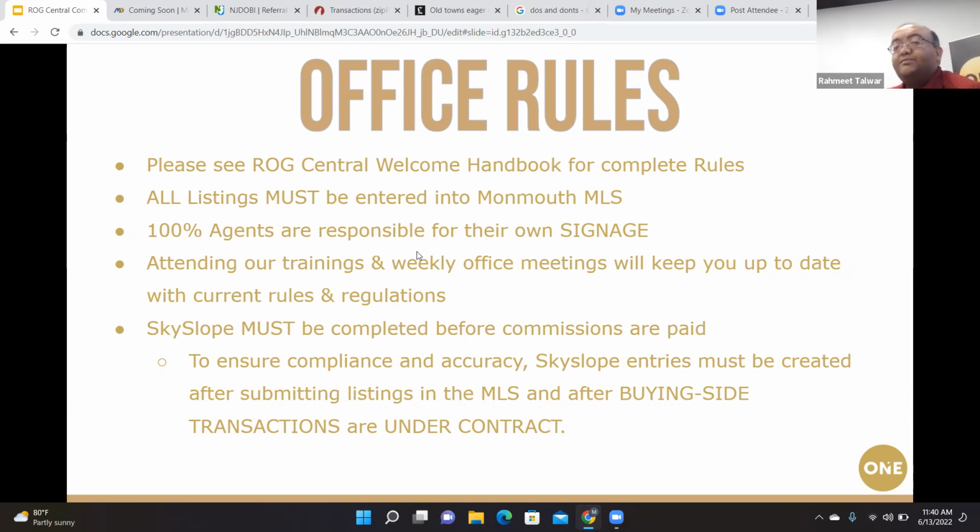So, 100% agents are responsible for their own signage. Going back to your contract, when you signed up with us, if you're 70-30, you can borrow the office signage. But as a 100% agent, you're really running your own business. We want you to market yourself within the office guidelines. So spend that $200 to get 3 signs. It's not overly expensive. $200 for 5 signs, plus the frames and things. So a few hundred dollars to set yourself up for 5, 7, 10 years, depending on what you get.